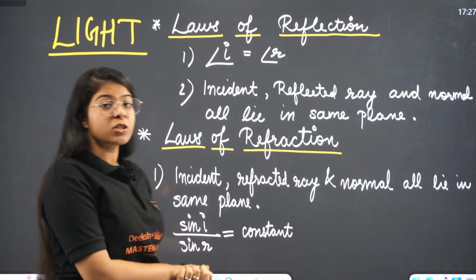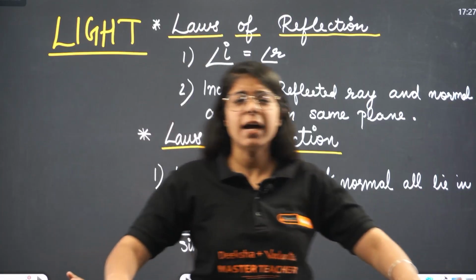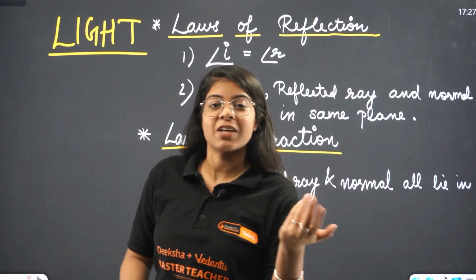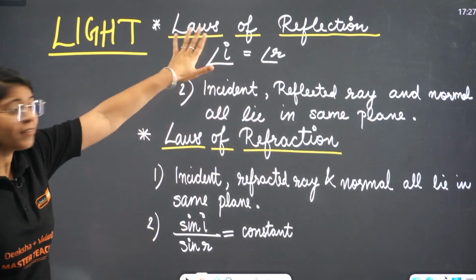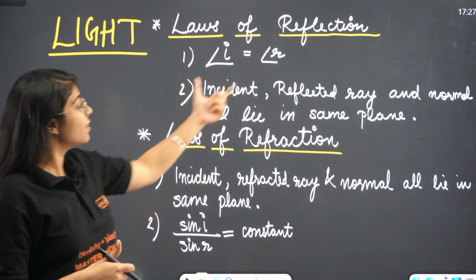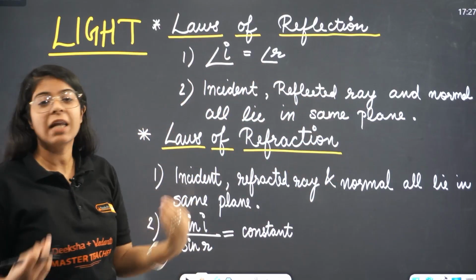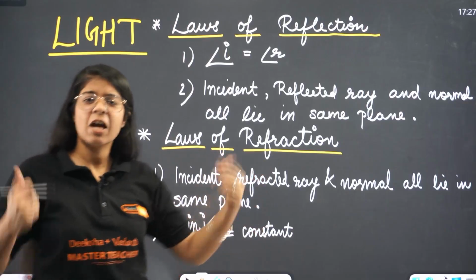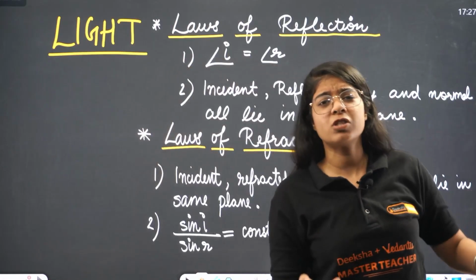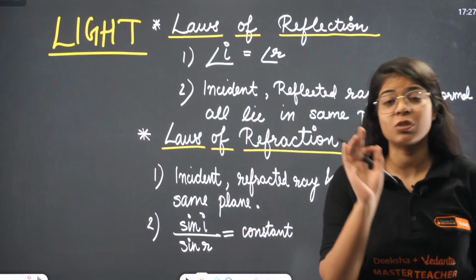Now, one of the most important topics that they will ask you directly in the exam is: what are the laws of reflection? What are the laws of refraction? So, laws of reflection: we know angle I is always equal to angle R, and second, incident ray, reflected ray and normal all lie in the same plane. Very basic, very important laws, but they will ask you every time, almost they have asked in some manner or the other, so these are very important.